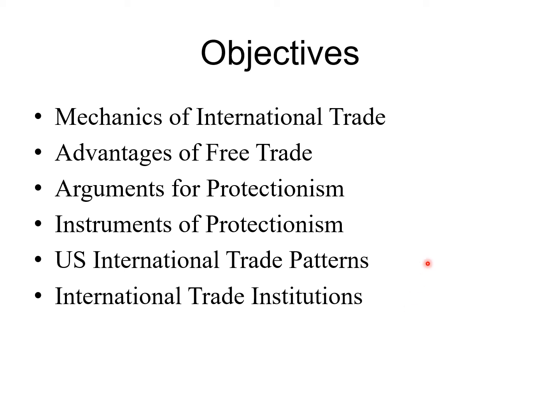This is Survey of Economics PowerPoint Lecture 3.1 on international trade, international economics. And you see what we're going to do here is look at the mechanics of international trade and how it works, the advantages of free trade, the arguments in favor of protectionism, the instruments of protectionism, in other words, how they do that, what the tools are available. Then we'll look somewhat at U.S. international trade patterns over the years, and then at the end we'll talk about the international trade institutions, the World Trade Organization, and the General Agreement on Tariffs and Trade.